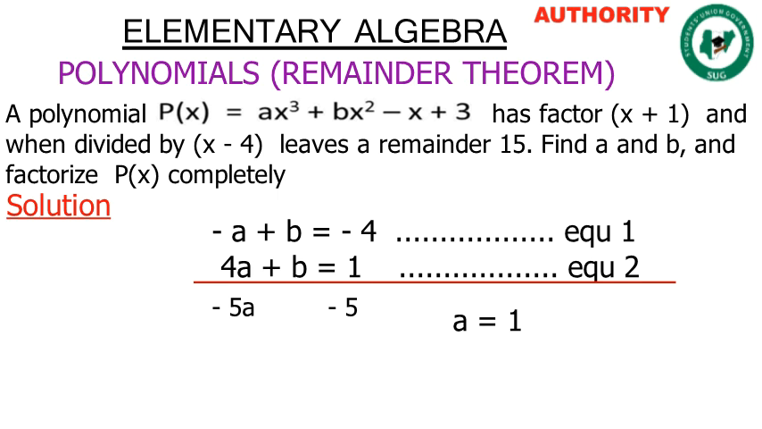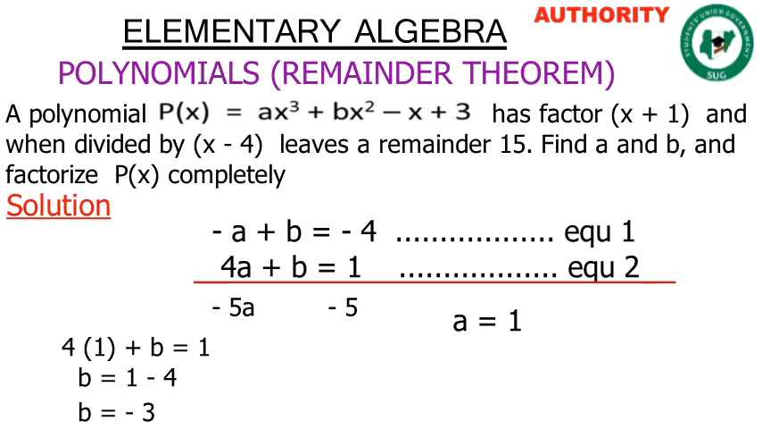Alright, from here you can pick any of our equation 1 or equation 2 and then solve for the value of b. Alright, let's pick equation 2. We have 4a plus b is equal to 1. Alright, now where a is equal to what? 1. So we're going to have 4, open bracket, 1, close the bracket, plus b is equal to 1. So we're going to say 4 times 1 is what?